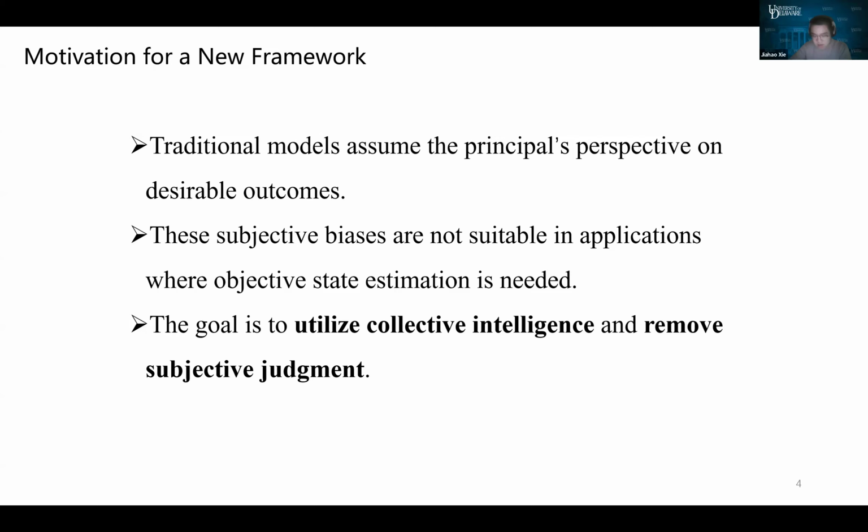By using this collective intelligence, we avoid relying only on the principal's viewpoint and instead let the crowd determine the optimal state based on a democratic process. This helps us reduce bias and make the inference process fairer and more objective.